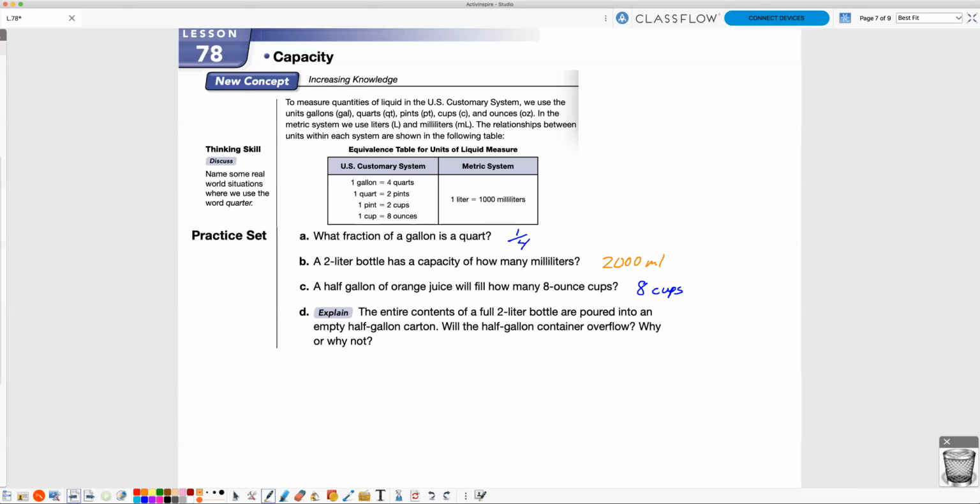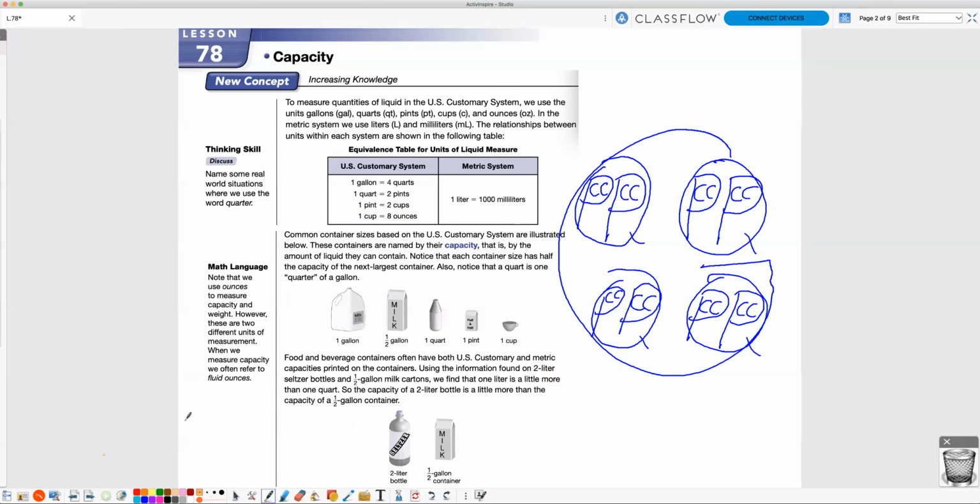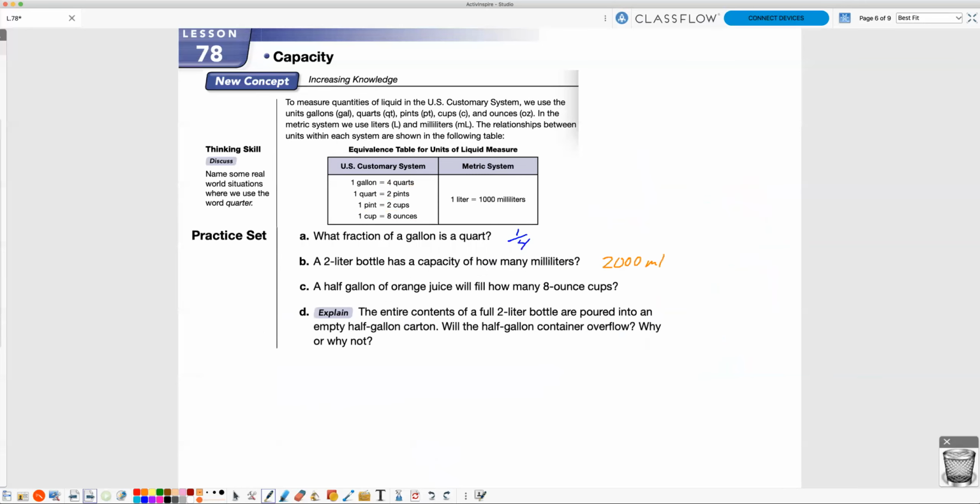And if you go back and look at the big G, you can see that there are 8 cups inside of a half gallon, because there's 1, 2, 3, 4, 5, 6, 7, 8. If you're looking at the big G.